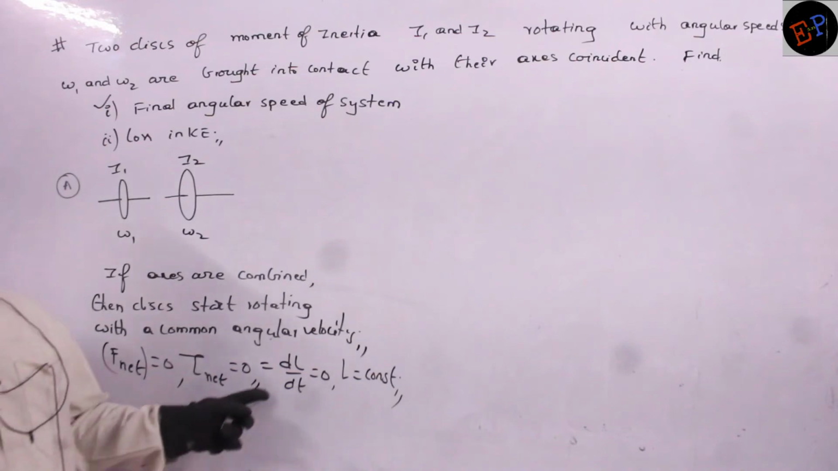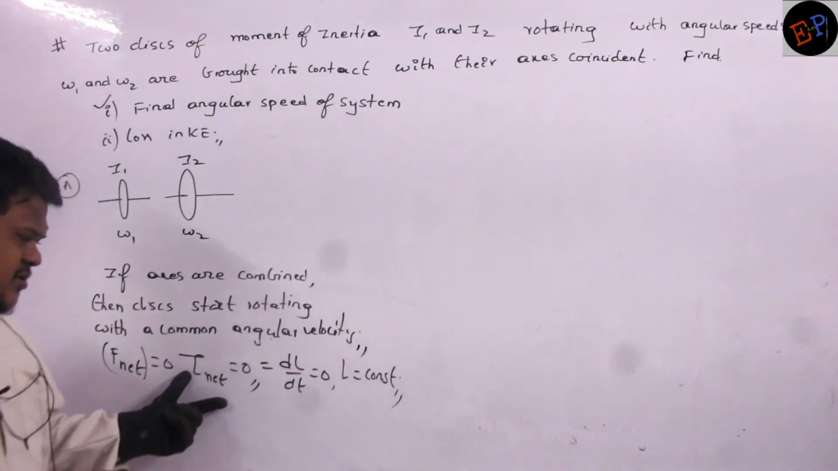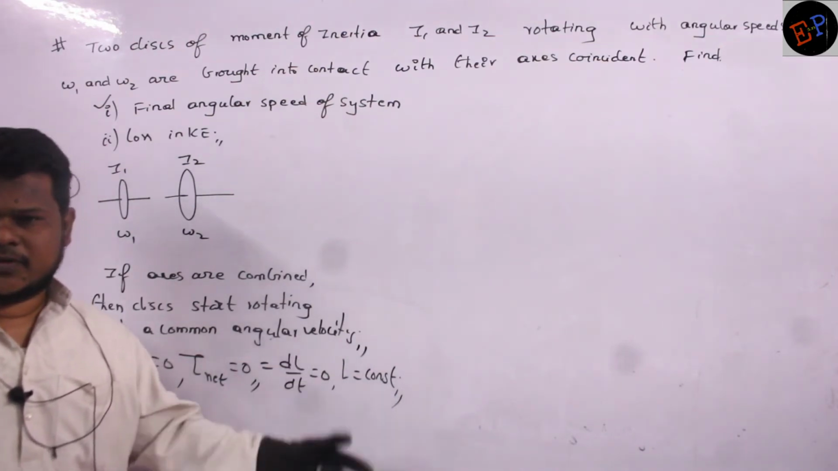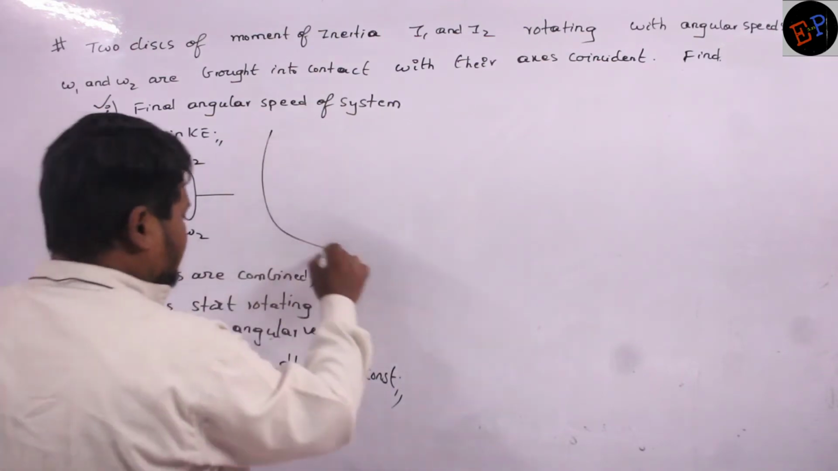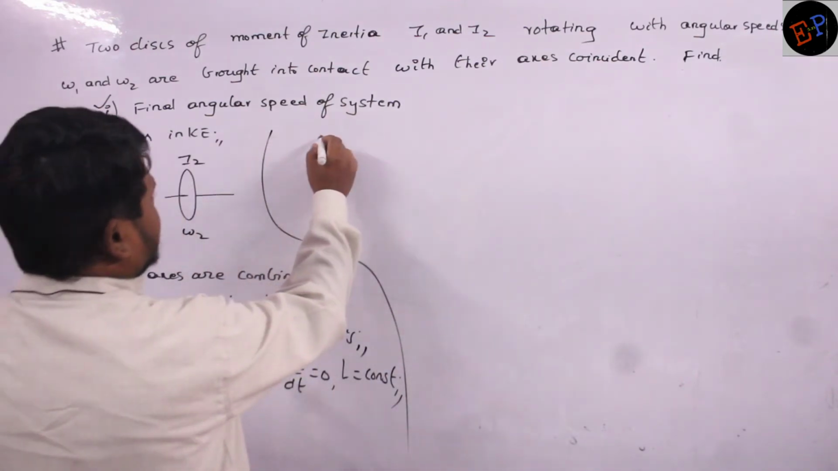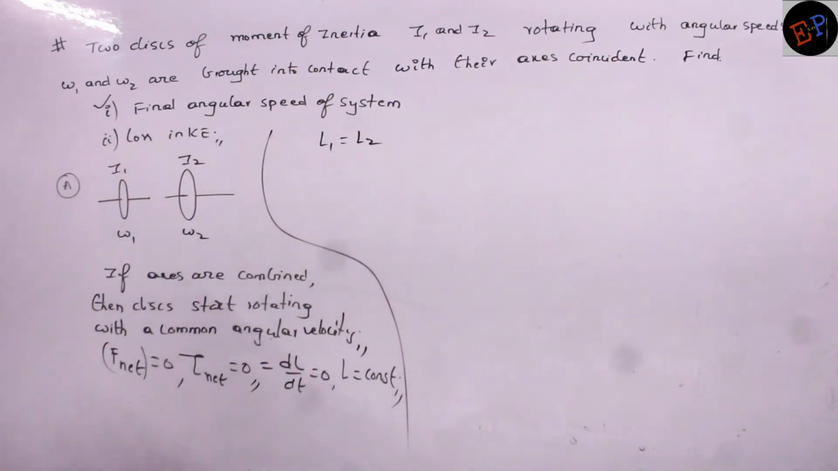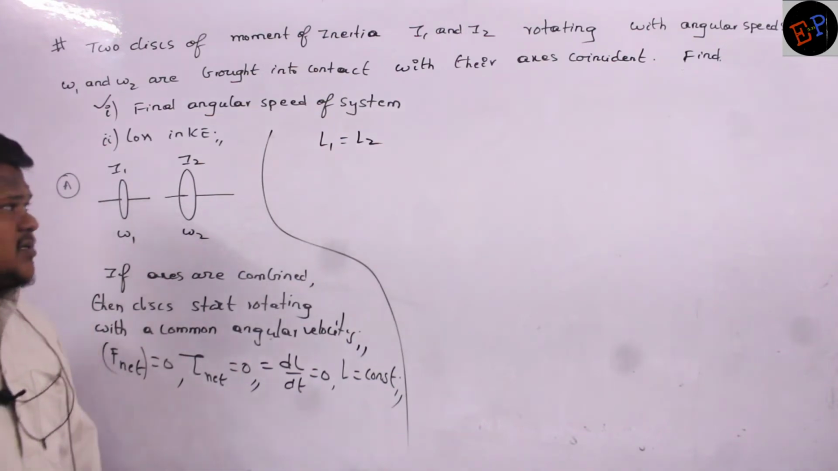Law of conservation of angular momentum. If net torque acting on a system is 0, then angular momentum remains a constant. This is what we have studied in the last class. Clear now? So therefore initial angular momentum is equal to final angular momentum, because net torque acting on the system is 0. Are you able to understand now?